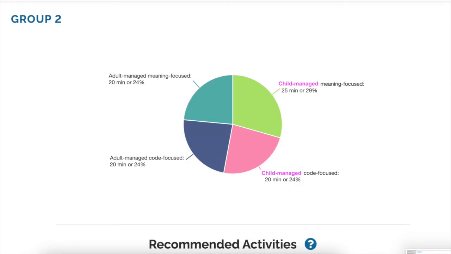The first way is child-managed work, which means work the child does on their own. The second way is adult-managed, which means work they do with an adult.